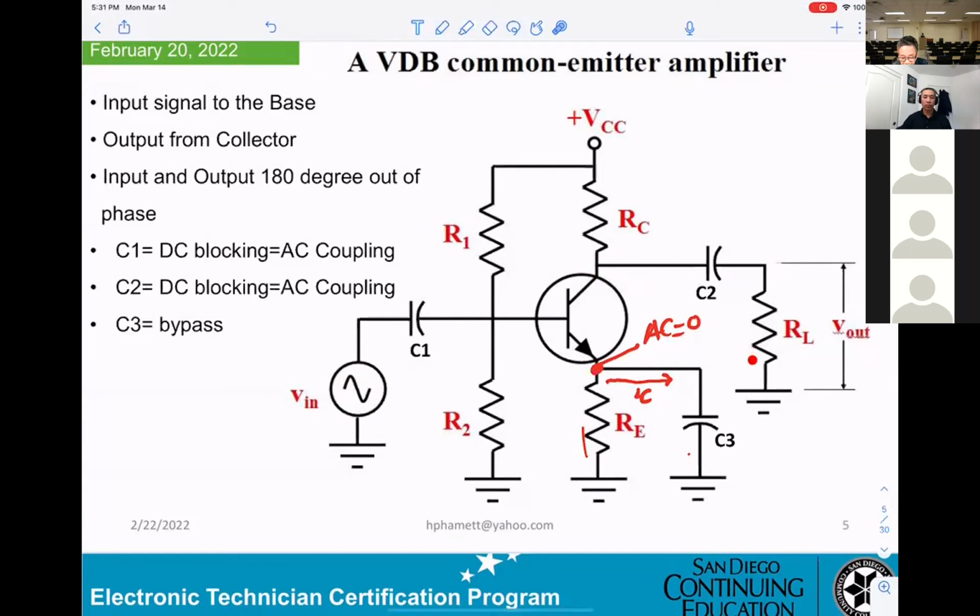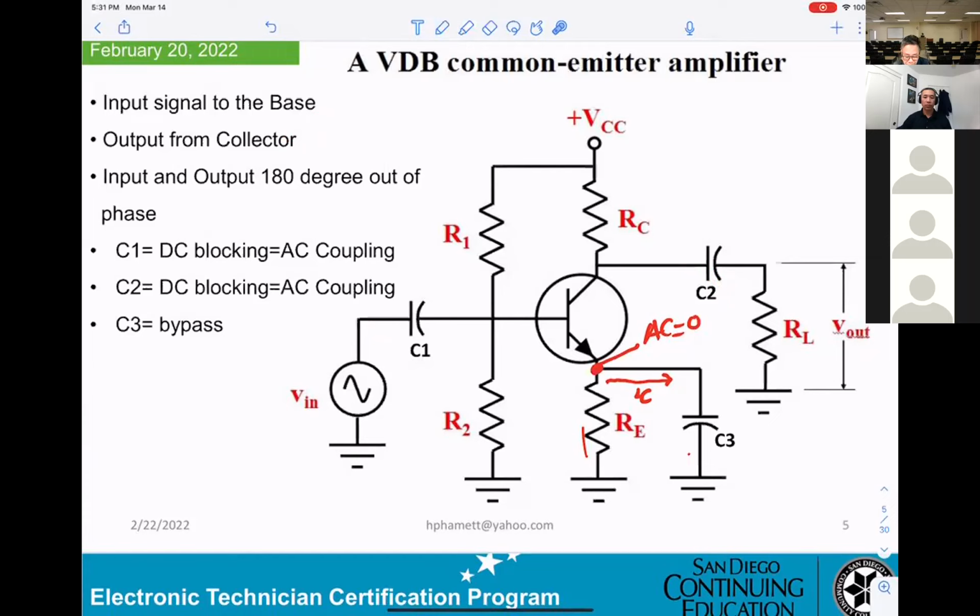And that's what we recognize as common emitter. And what happens in a common emitter? They already told you here. Input and output will be 180 degrees out of phase, or opposite. Input positive, output negative, and so on.